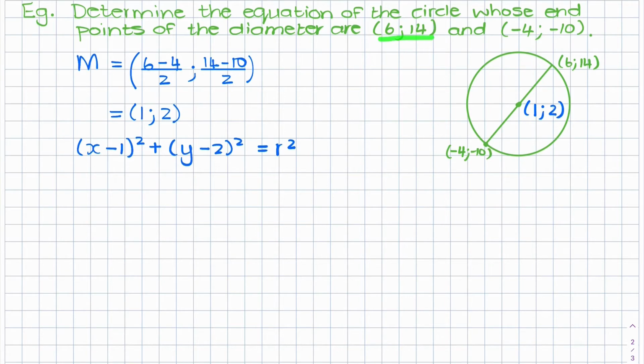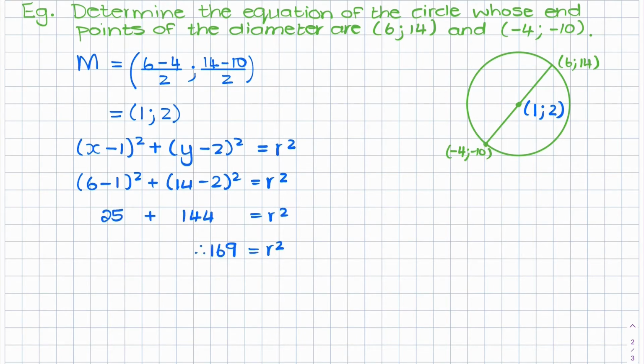So let's just choose the positive points and go and put those in place of x and y. So we have (6 - 1)² + (14 - 2)² = r². And we can work this out. Now that we have our r squared, we can go back and we can write the equation of the circle with all the correct values. And now we've answered the question.